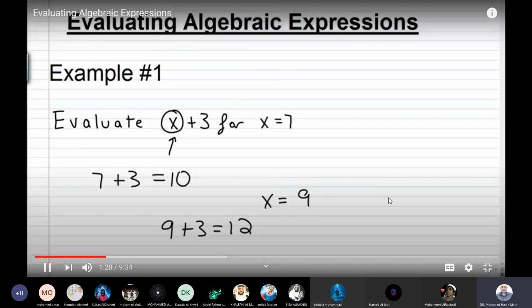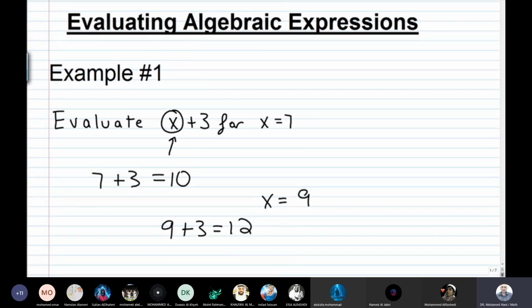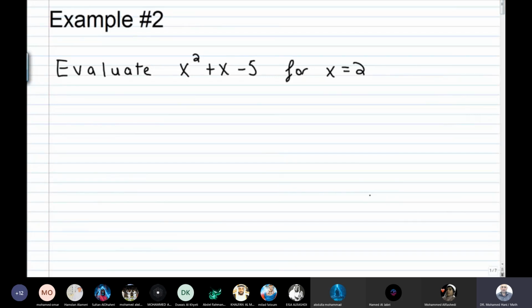That the value of this algebraic expression changes as we change the value for the variable. So that's an important concept. All right, let's look at a second example. For example 2, we want to evaluate x squared plus x minus 5 for x equals 2. So again, I just want to plug in a 2 for each occurrence of x. I have an x here and here.